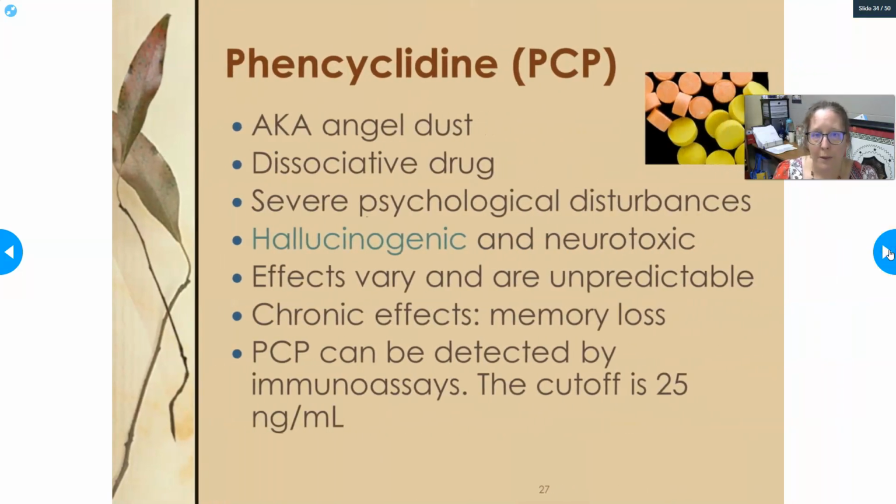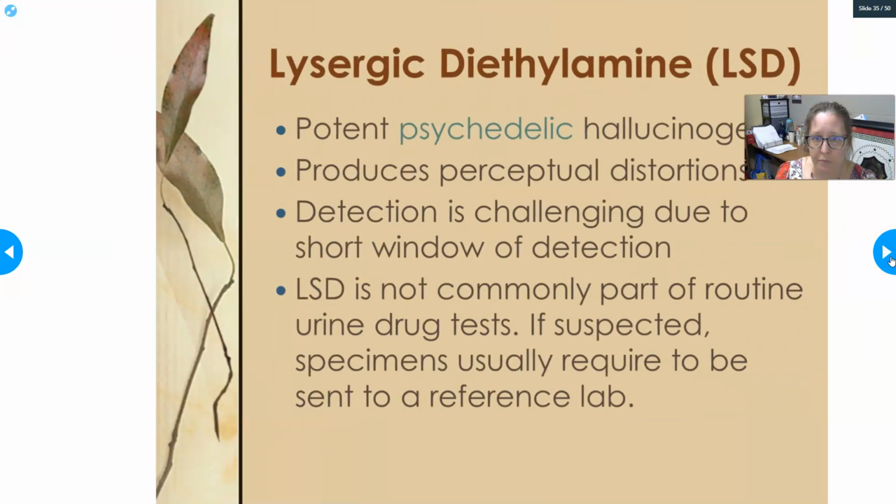health. PCP, also known as angel dust, is a dissociative drug. It causes severe psychological disturbances. I've seen this laced into THC, into marijuana. It is hallucinogenic and neurotoxic. The effects vary and are very unpredictable. Chronic effect of PCP use is memory loss. It can be detected by immunoassay. The cutoff is 25 nanograms per ml.